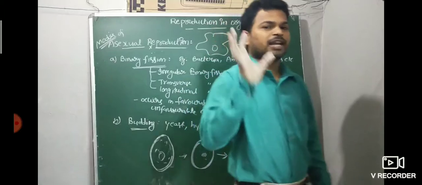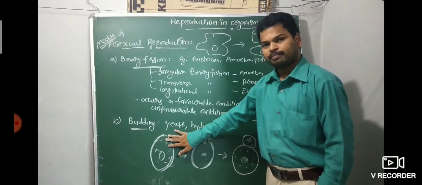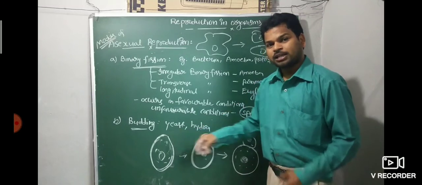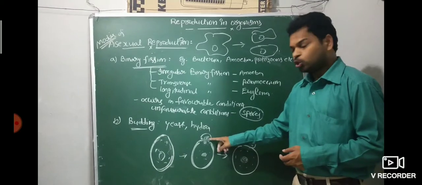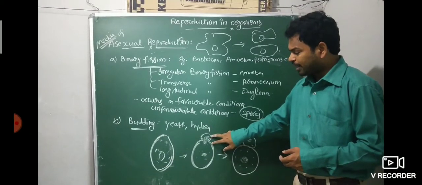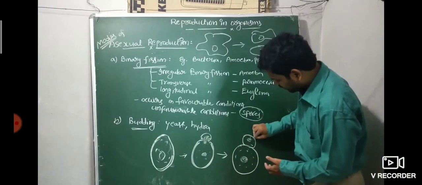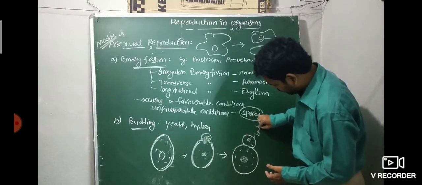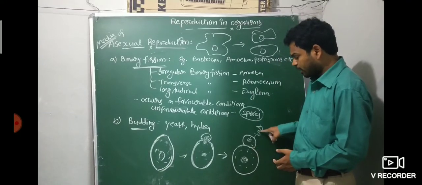Due to unequal cell division, a small extra growth present on the parent body is called a bud. So this is the parent, and the small extra growth present on the parent body is called a bud.